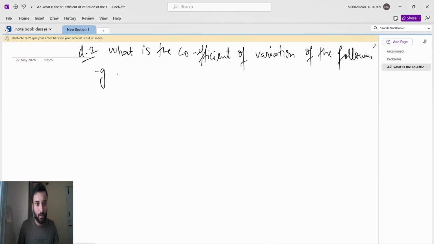Of the following numbers, what is the coefficient of variation of the following numbers? 53, 52, 51. Sorry, it's 61. Sorry. 53, 52, 53, 52, 61, 60, 64.